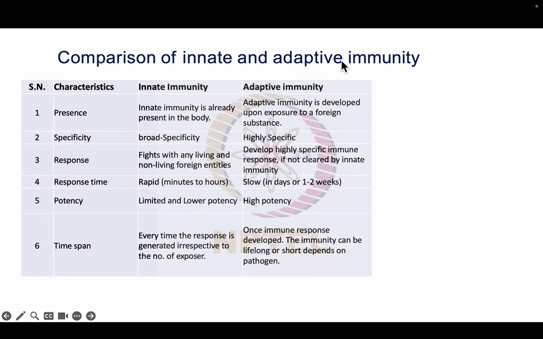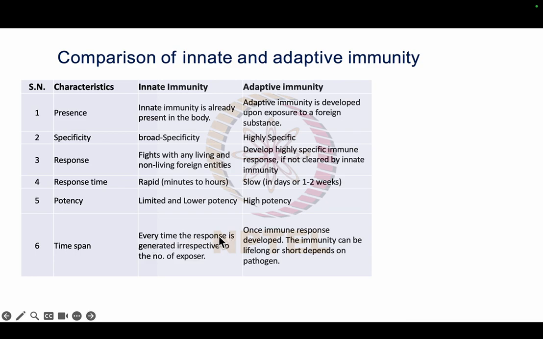Comparison of innate and adaptive immunity. Innate immunity is already present in the body. Adaptive immunity needs to develop throughout your survival. Innate immunity has broad specificity, adaptive is highly specific. Innate fights any living or non-living foreign entities, but adaptive develops a highly specific immune response if not cleared by innate immunity. Innate is very rapid, adaptive immunity is slow. Innate is limited and of lower potency, adaptive immunity is of high potency.